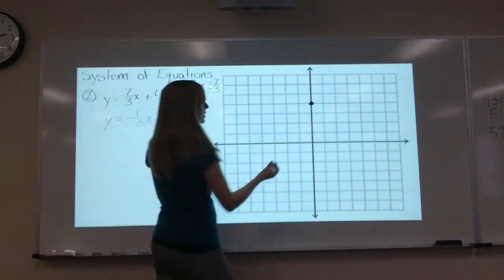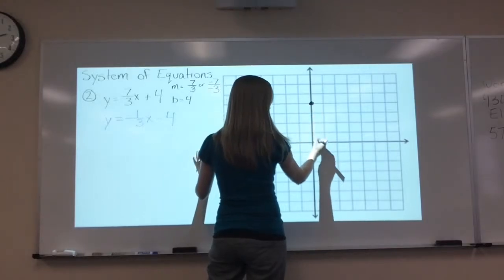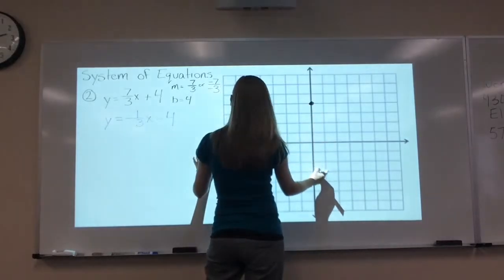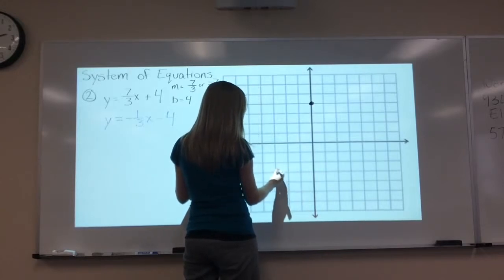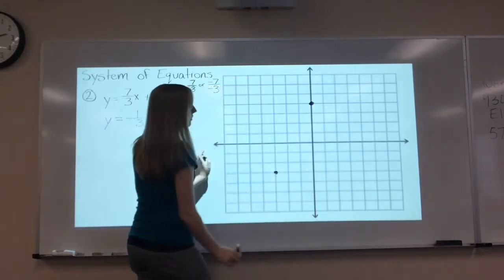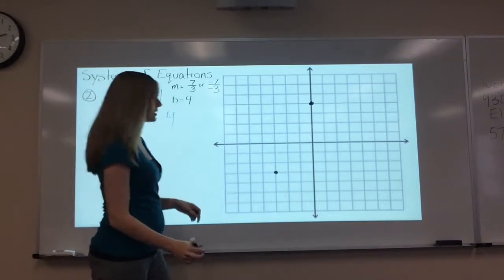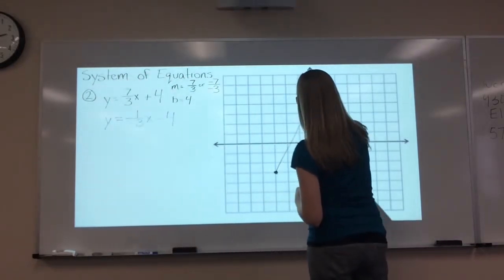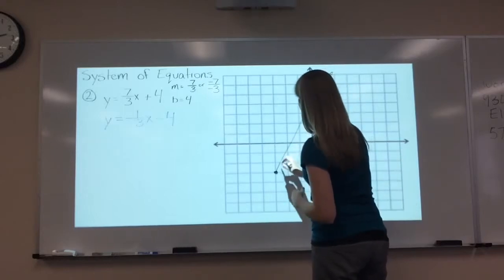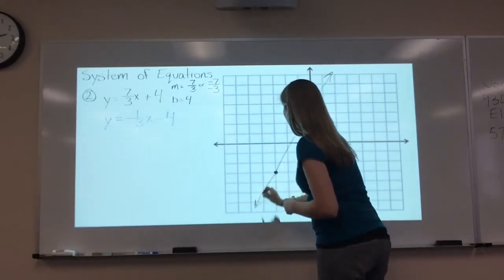So this means I go down 7, and then I go to the left 3, 2, 3, put a point. And I can't go down 7, I don't have enough room, so those are the only 2 points I can graph. So I go ahead and connect these with a line, and that's our first graph.